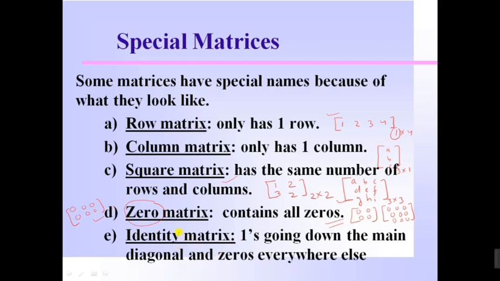Now let us talk about identity matrix. That is, 1 is going down the main diagonal and 0 is everywhere else. So students, here suppose I write this matrix. Look at this. These two are called the main diagonal. There are two diagonals in fact, but these two will be called the main diagonal. So 1 should go down the main diagonal and zeros everywhere else. This is the definition of identity matrix.